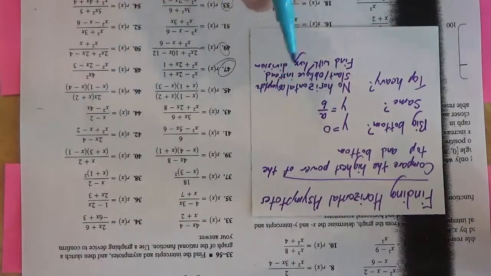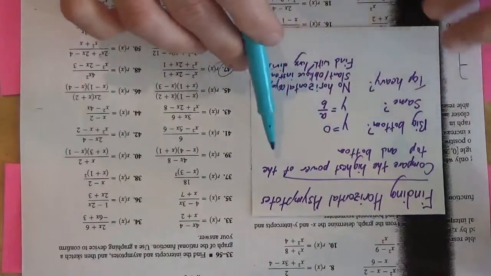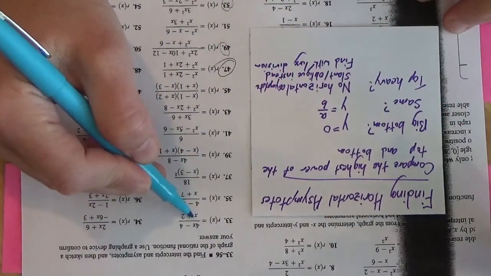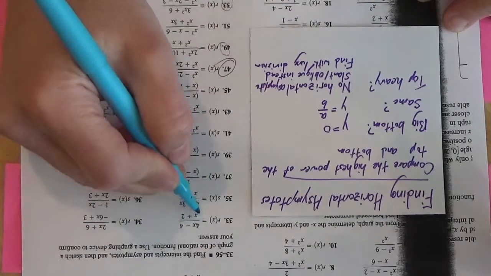Alright, I'll do the reasoning in another video. For now, these are just going to be quick. I'm going to compare the highest power of the top and the bottom. So in this case, that's x to the first and x to the first. They are the same, so I'll take the coefficients, 4 over 1.